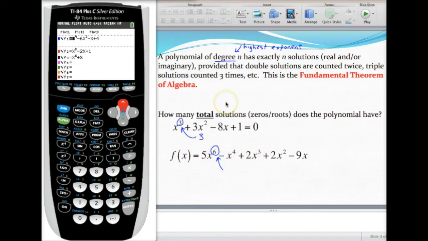Now, those total zeros, some might be real, some might be imaginary. Some of them may be double or triple solutions, so we have to be careful how we count them. So let's go ahead and actually look at some graphs to be a little more specific, because total number of zeros is easy. Let's be a little bit more specific with that.